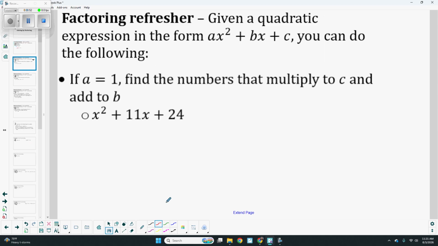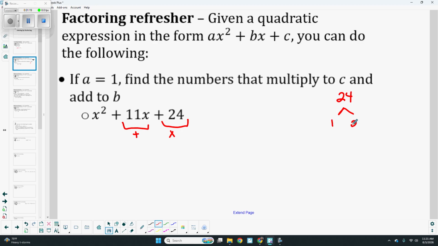If a is 1, like x squared plus 11x plus 24, right? No number in front of the x squared. We're going to look for the numbers that multiply to the c value and add to the b value. So what I tend to do is I take the number I'm multiplying to, and I'm going to make a list of its factors. It's positive, which means it could be a positive and a positive, or a negative and a negative. The middle term being positive tells me it's going to be positive, positive.